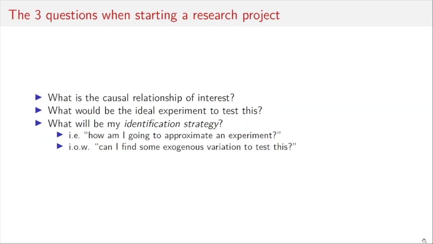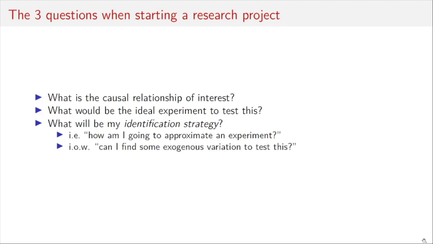So you can think of there being three core questions when you're starting a research project in applied microecon. The first one is, what is the causal relationship of interest you're trying to look at? The second one is, in an ideal world, what would be the experiment that we would do to test this causal relationship? Most of the time, this ideal world does not exist, and so you need to think about what will be your identification strategy.